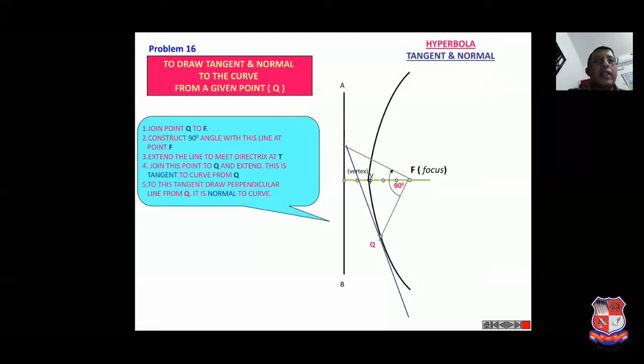To this tangent, draw a perpendicular line from Q, which is known as the normal to our curve, hyperbola. So here NN is the normal and TT is the tangent to the hyperbola.